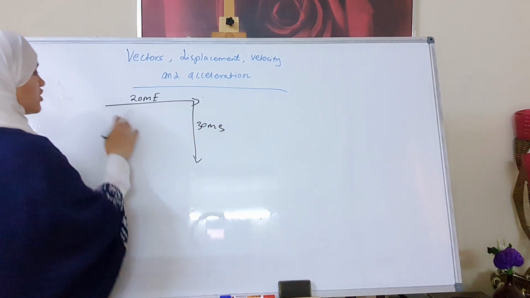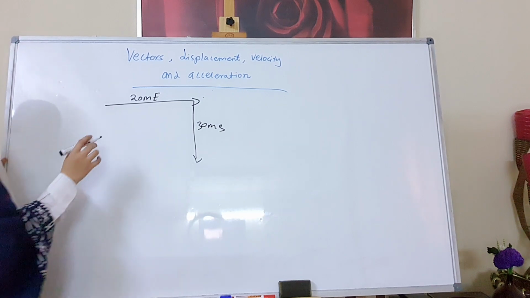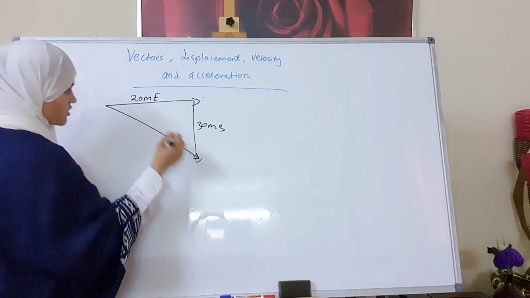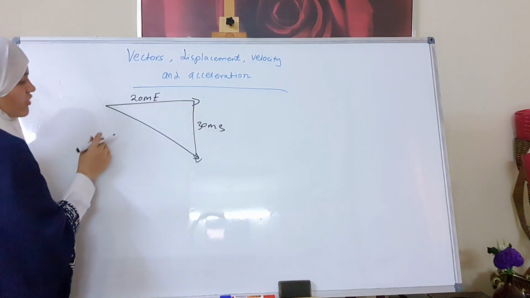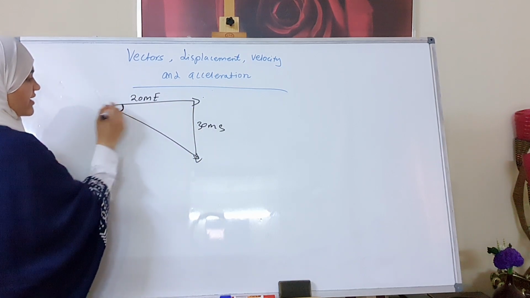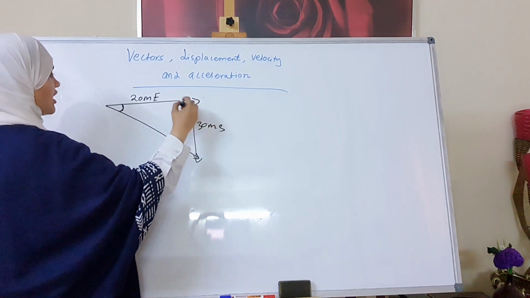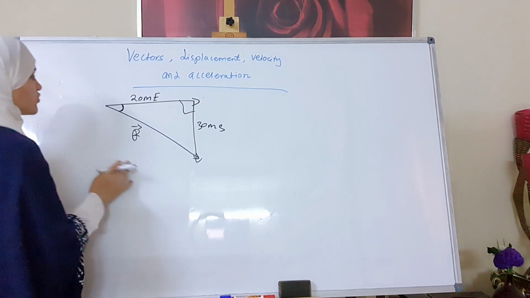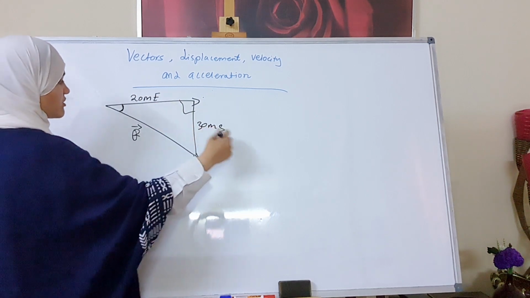Okay, so what will be the resultant? That means we are looking at this one. Then what we have is just the angle here, and the hypotenuse is the side, which is the resultant. So right now what we have is 20 meters east and 30 meters south.